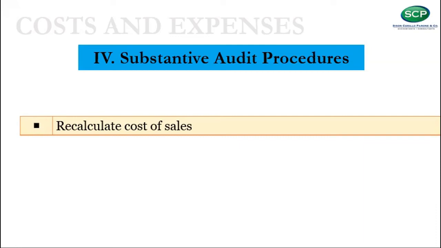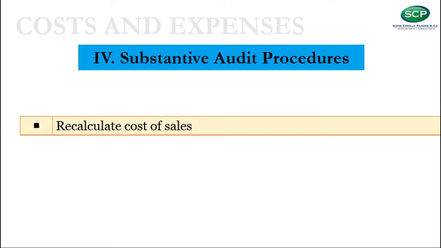So the resulting figure that we get from this roll forward analysis should be compared with the balance presented in the books, or the amount of cost of sales presented in the general ledger. If no test of controls were performed by the team, purchases during the year should be verified by examining relevant supporting documents on a test basis. If there are significant fluctuations noted during this recomputation that are not within the auditor's expectations, then the auditor should perform further procedures to investigate the variance.